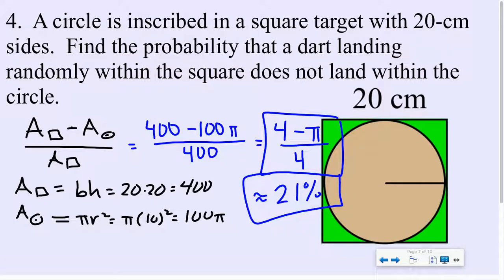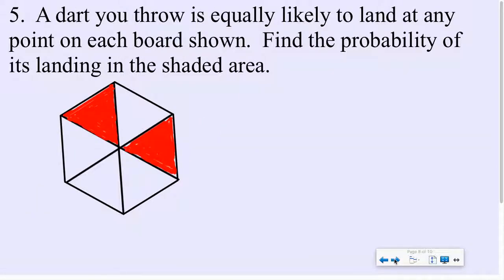Cool. Number 5 at the bottom there. Our dart you throw is equally likely to land at any point on this board. Find the probability of it landing in the shaded region. Don't think so hard on this one. Do I give you any lengths? Okay, so we're not calculating any areas. How many things are shaded? 2. How many total things are there? 6. So then our probability would be 2 out of 6, which is going to reduce to 1/3.